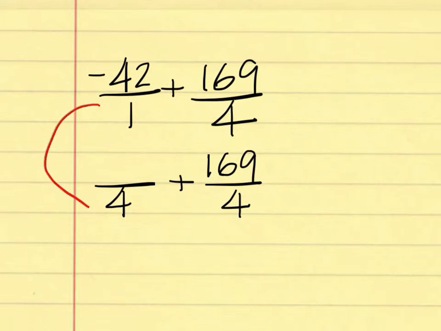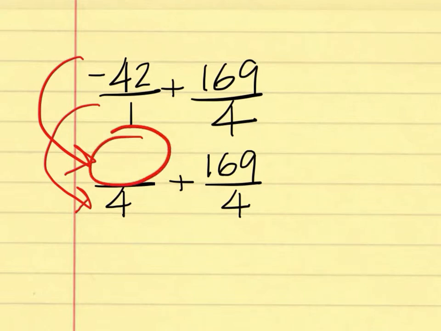What am I having to multiply the top and the bottom of that first fraction by to get to my new fraction, Perry? 4. 4 is right. So what number am I going to put in that circle? What number goes in the circle, Courtney? -168. -168, yes. So we'll put -168 in there.